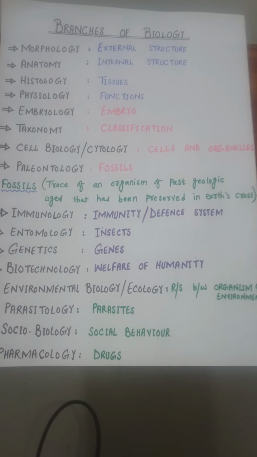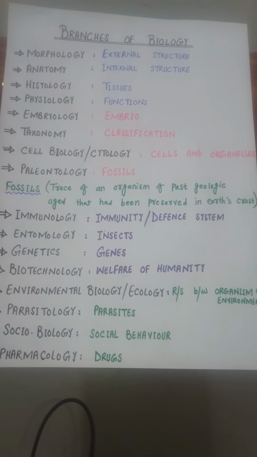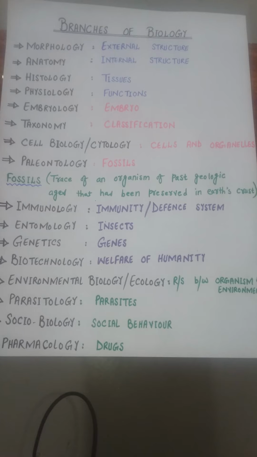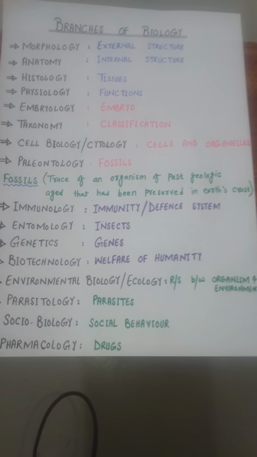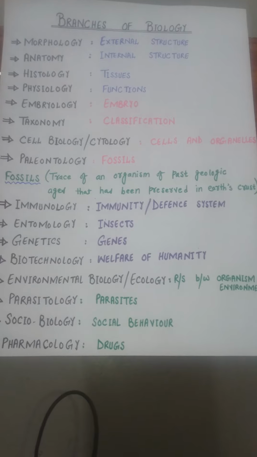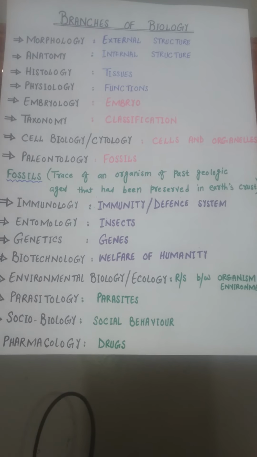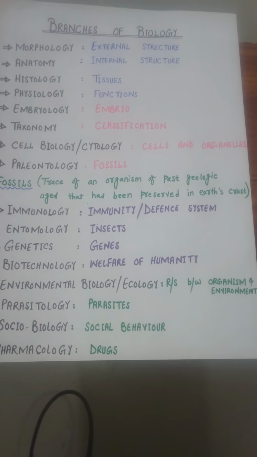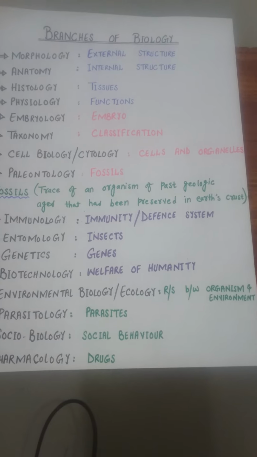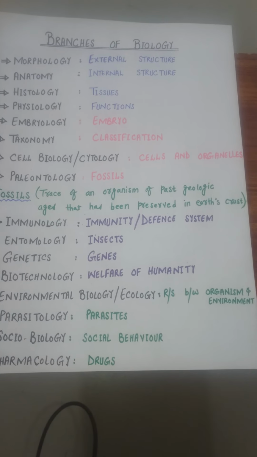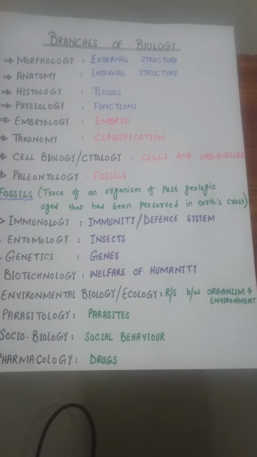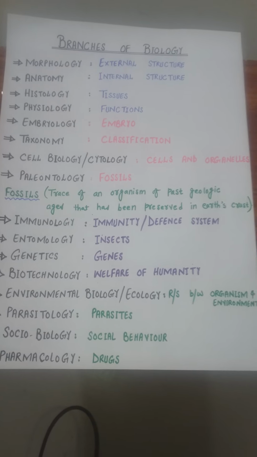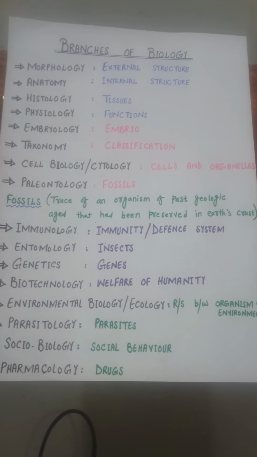Cell biology or cytology. Cell biology and cytology are the same thing. The key words are cells and organelles. These key words are mentioned so that if a student forgets the whole definition, he can write the complete definition with the help of the key word. In cell biology or cytology, we study the cells and organelles. There are different organelles present in the cells, and each organelle performs a specific function inside the cells.